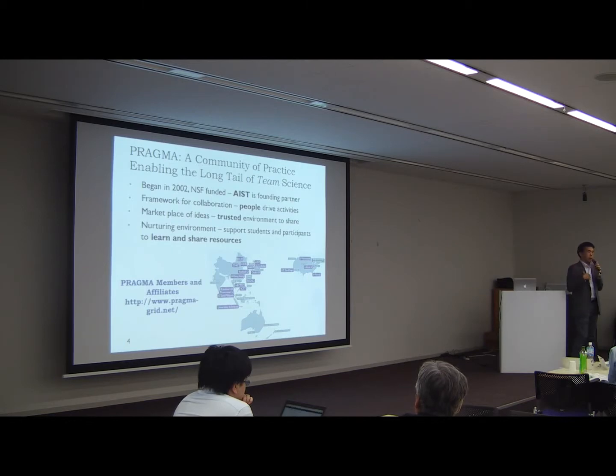And so AIST has been involved in this community called PRAGMA for a very, very long time. It is an NSF-funded project, and it basically is a framework for collaboration. And we provide a little bit of infrastructure and most importantly, a trusted network of people where we can do research together. And it's mostly in the Pacific Rim. You can see we've got colleagues in Taiwan, China, Korea, the United States, as well as Thailand and the Philippines.